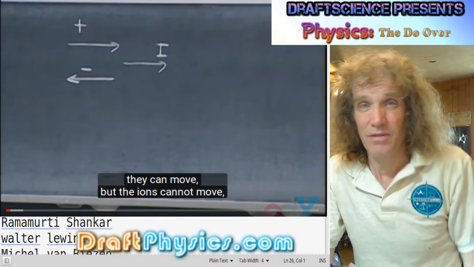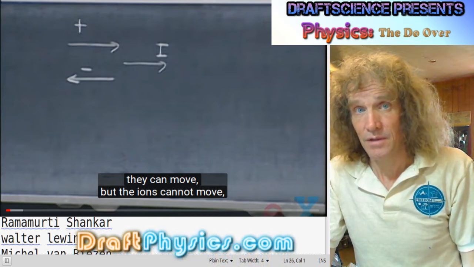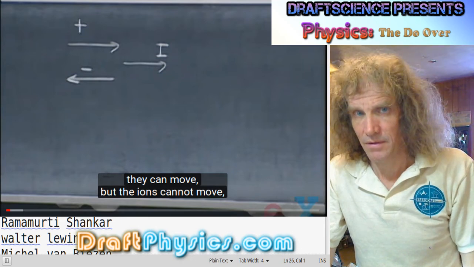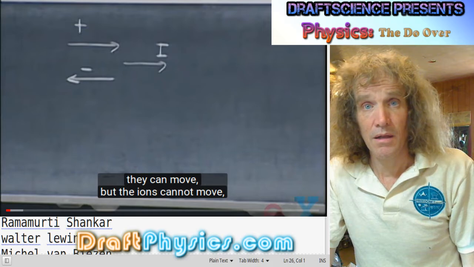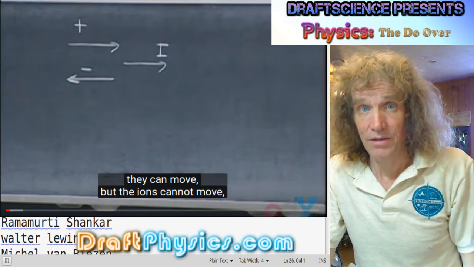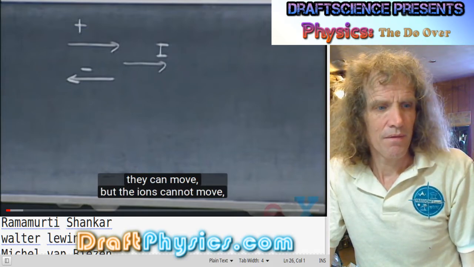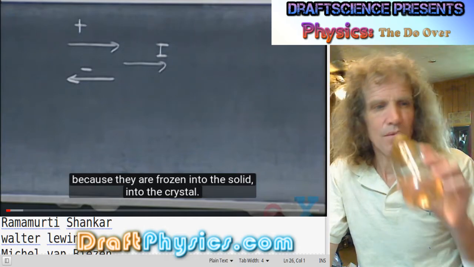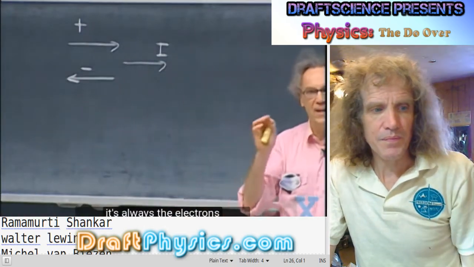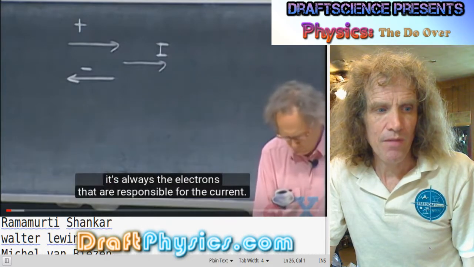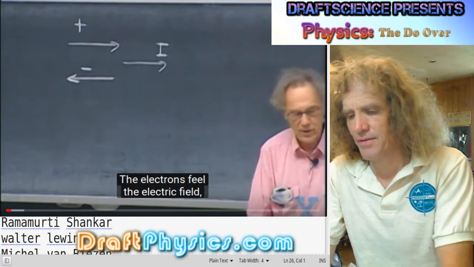I don't think electrons are ever free. There's always a difference in the field around them that they can detect, and they'll be obligated to move in that direction. Cannot move because they are frozen into the solid, into the crystal. And so when a current flows in a conductor, there's always the electrons that are responsible for the current. So again, I think it's very deceptive.